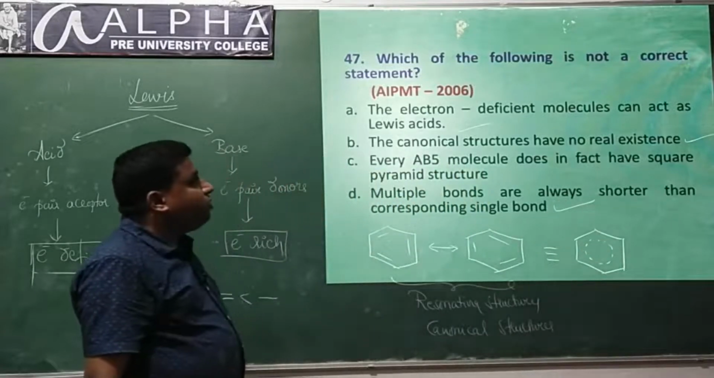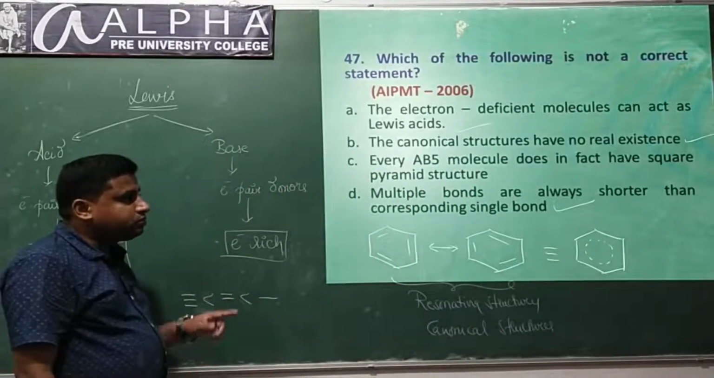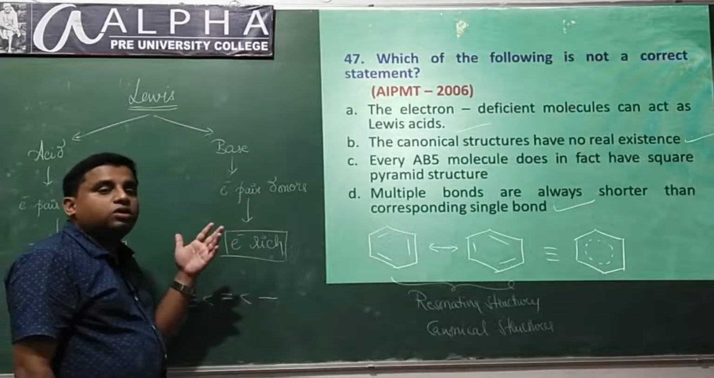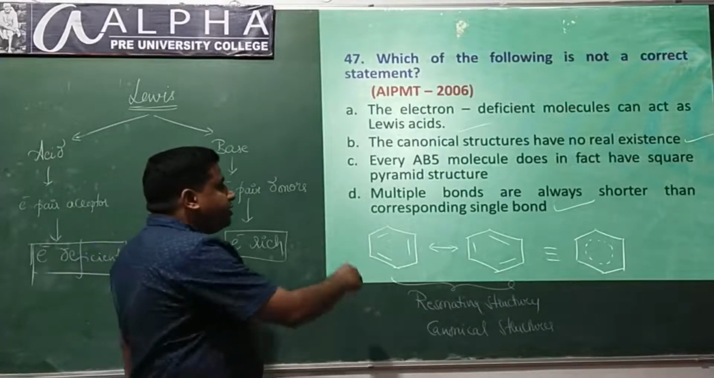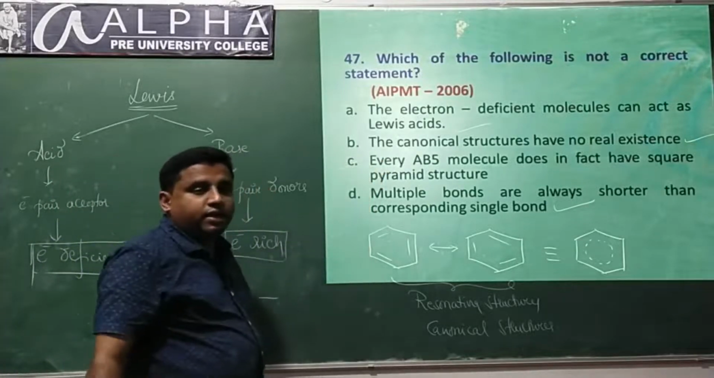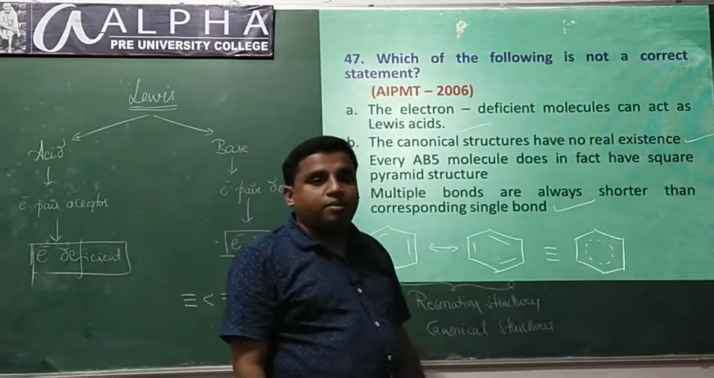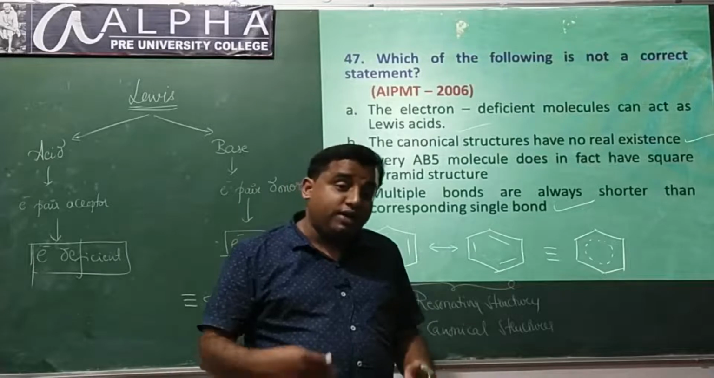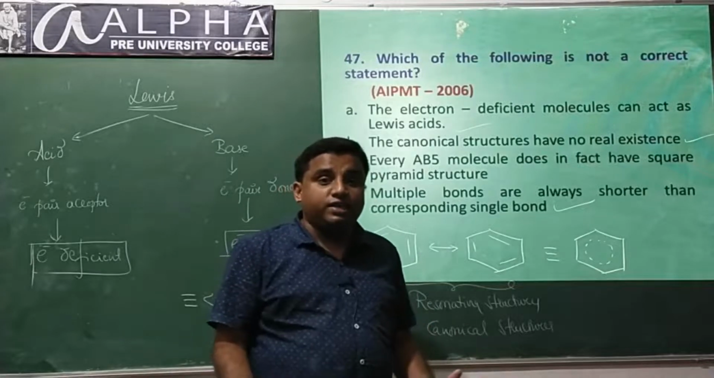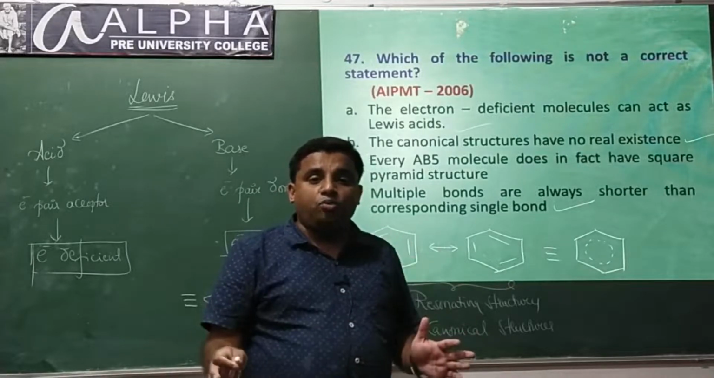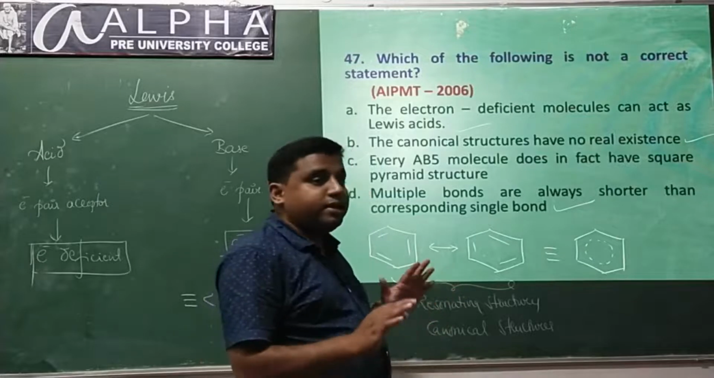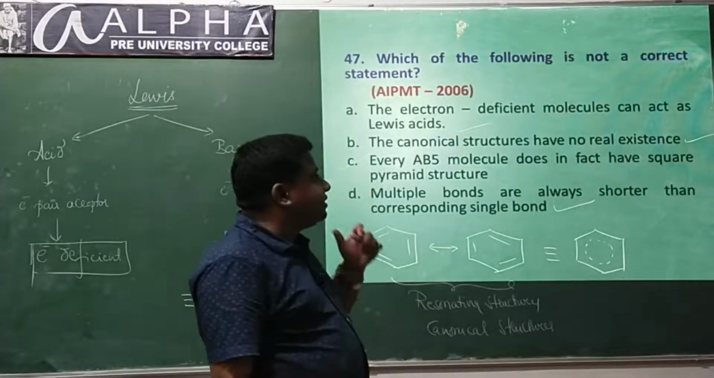So which of the following is not a correct statement? We have only one option with a not correct statement. Yes, of course it is option C. Every AB5 molecule need not have square pyramidal structure. It is not compulsory that all the AB5 molecules have square pyramidal structure. So that is the incorrect statement.